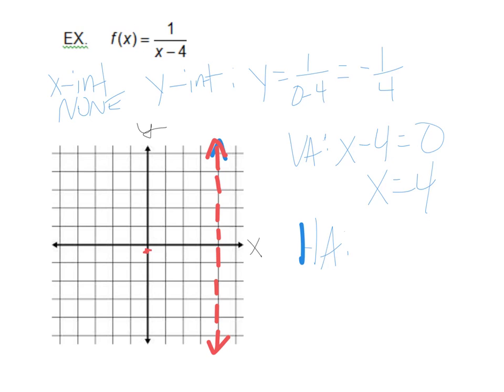And horizontal asymptote, I'm struggling with the pen thickness here. Horizontal asymptote, degree of the top would be 0 because there's no variable at all. Degree of the bottom would be 1. Top is less than the bottom. That means the horizontal asymptote is y equals 0, which is the x-axis.